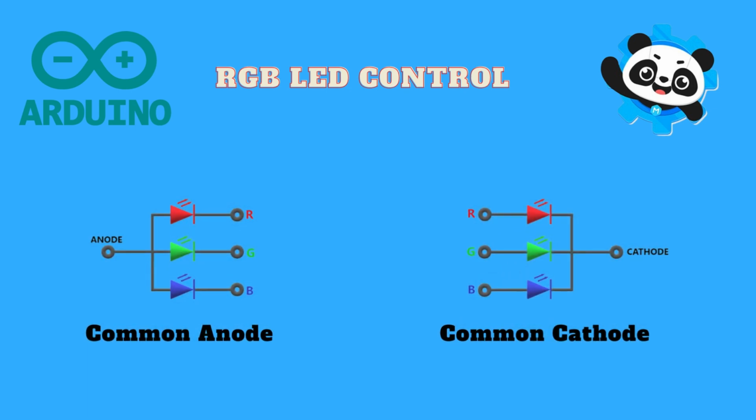Actually, an RGB LED is not much different from the LED we used in the previous project. It contains only 3 different colored LEDs, and these LEDs are operated using a common anode or cathode connection.